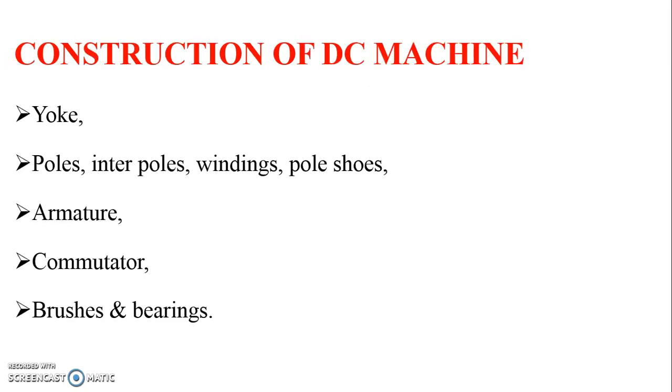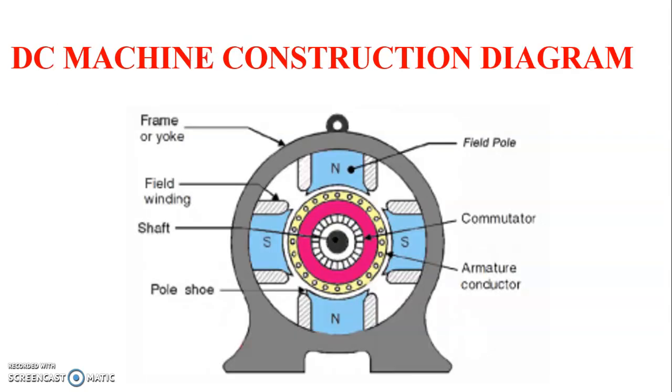So next we are going to see the basic construction of DC machines. These are the main parts of the DC machines: yoke, poles, interpoles, winding, pole shoes, armature, commutator, brushes and bearing. Let's see one by one. So this is the DC machine's construction diagram.